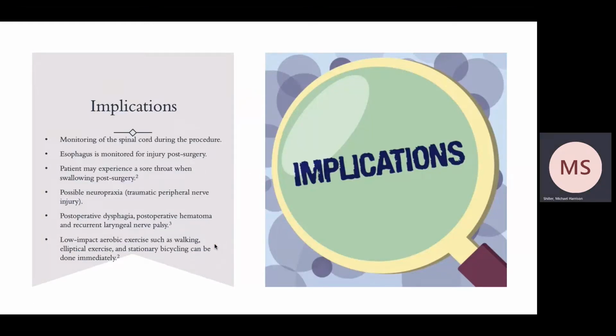As for complications that can occur during the procedure, the spinal cord is monitored. Post-surgery, the esophagus is also monitored for injury. Patients may experience a sore throat when swallowing post-surgery. Possible neuropraxia, which is traumatic peripheral nerve injury, can occur. Postoperative dysphagia, postoperative hematoma, and recurrent laryngeal nerve palsy can also occur. Low impact aerobic exercise such as walking, elliptical exercise, and stationary bicycling can be done immediately post-surgery.